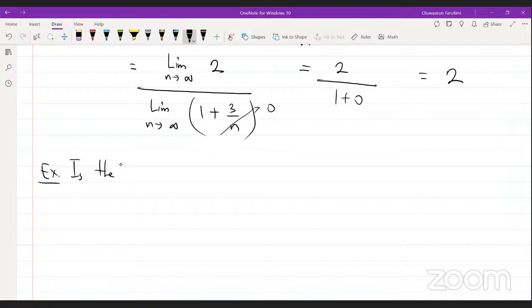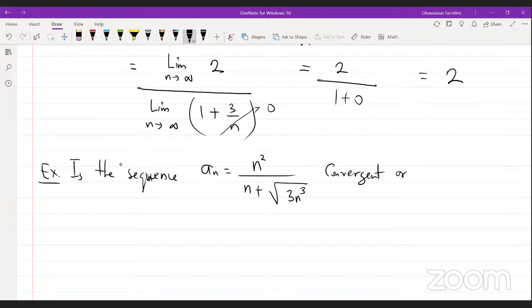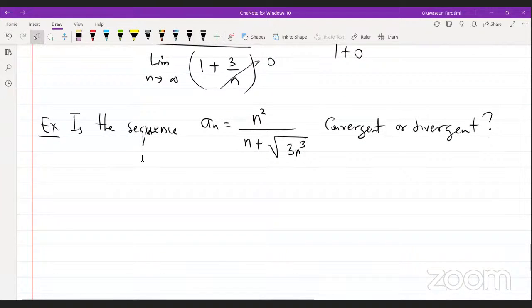In this example, we want to answer the question: is the sequence a_n equals n squared over n plus the square root of 3n cubed convergent or divergent? Now, what do I do? If it converges, remember, by definition, the limit has to be finite. If it diverges, the limit has to be infinite or does not exist, right? Solution. So I'm supposed to investigate what this is going to be in the end, right?